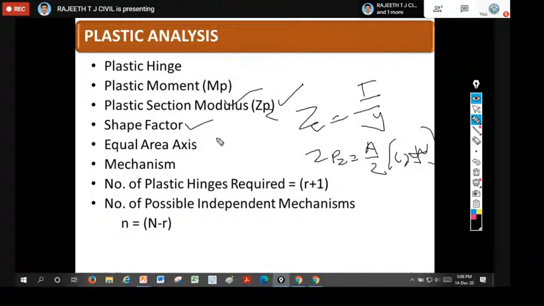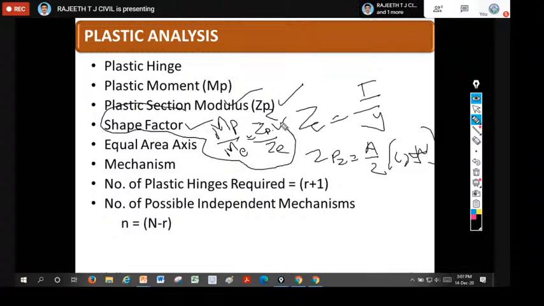Shape factor is the ratio of the plastic moment capacity to the elastic moment capacity. So for the plastic moment, we use Zp, and for the elastic, we use Ze. So what is the shape factor? It is the ratio of plastic section modulus to elastic section modulus, or plastic moment to elastic moment.